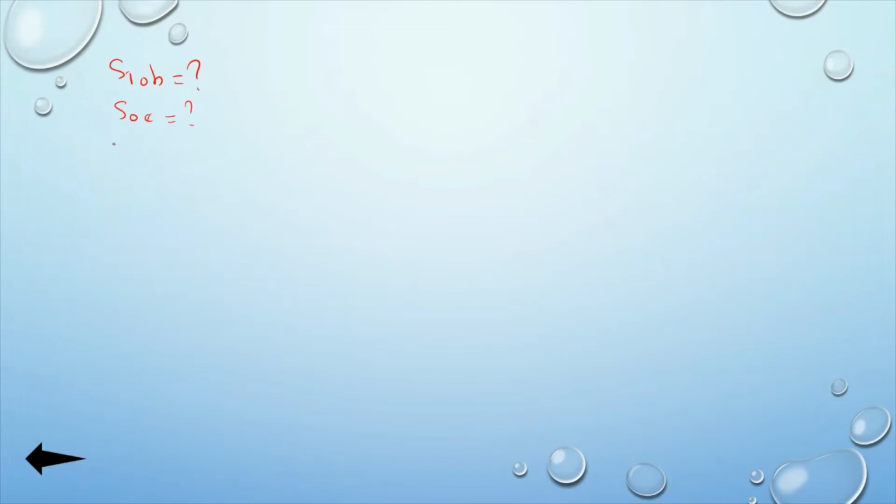To calculate SIOB, we have to use the equation from the previous question. SIOB equals 50 times SOOB. 50 times SOOB is 1.02 centimeter. So we get SIOB equals 51 centimeter. Now let's find the SOE.